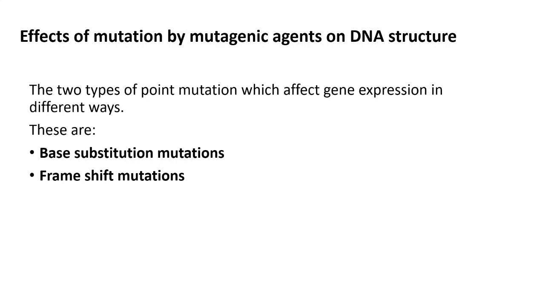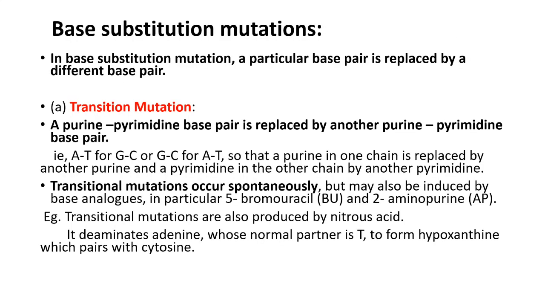Next is about the effects of mutation by mutagenic agents on DNA structure. The two types of point mutation which affect gene expression in different ways include base substitution mutations and frame shift mutations.